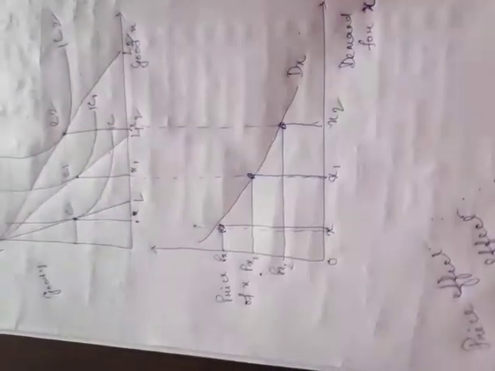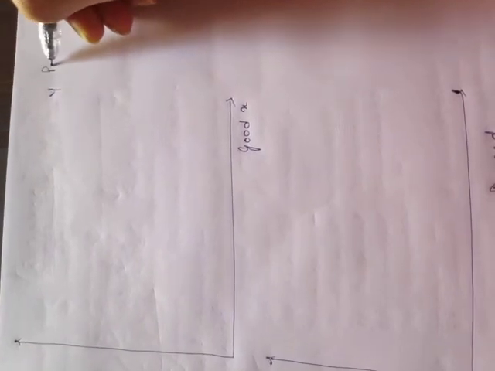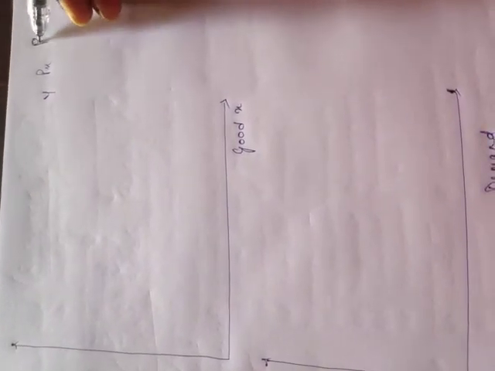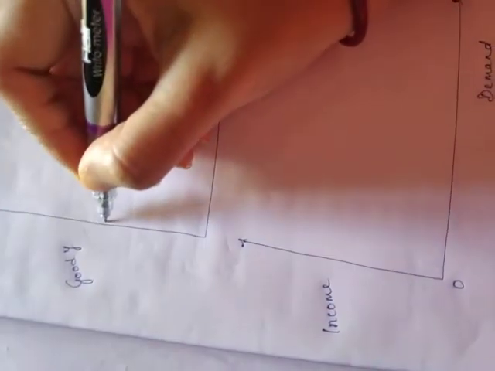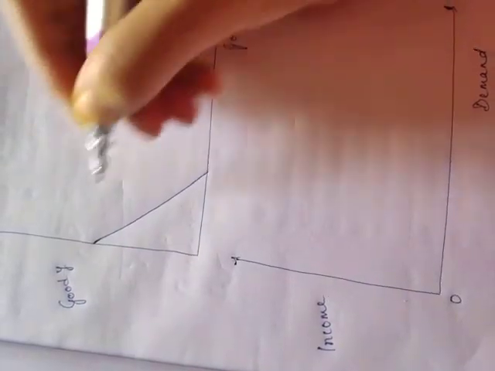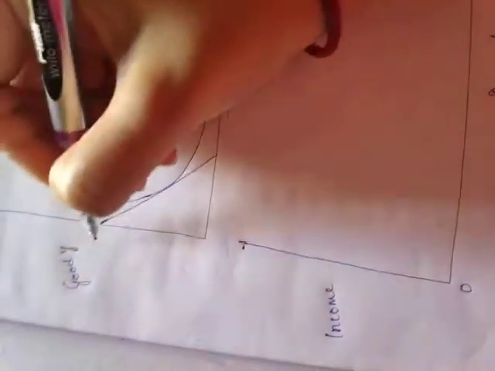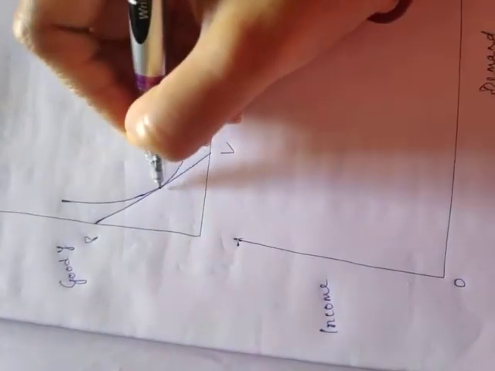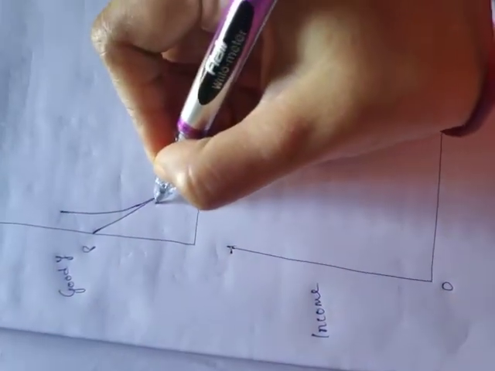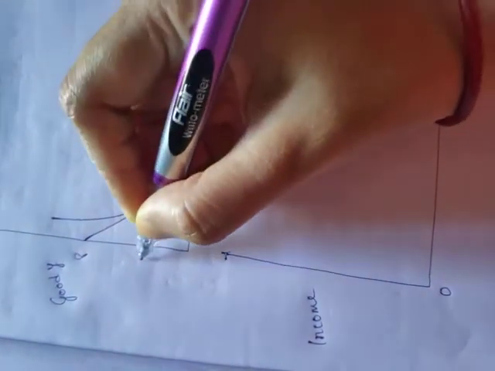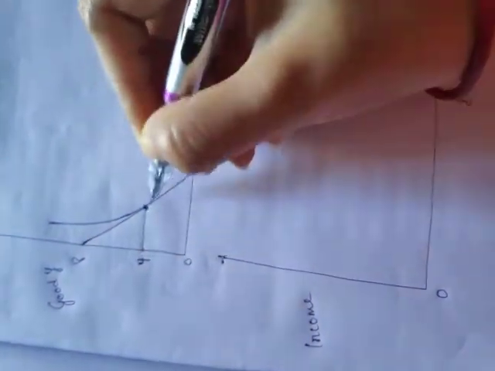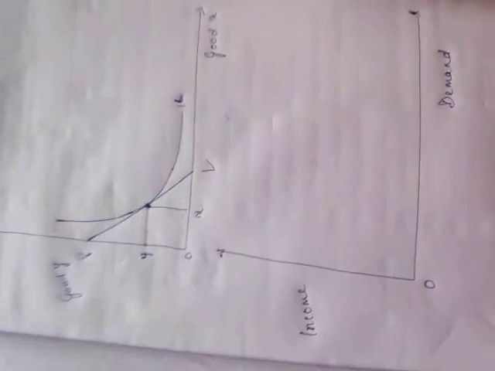Clear? Now we will derive the Engel curve from income effect. So suppose income, price of X and price of Y are constant, and this is the budget line and this is the indifference curve IC, and the budget line is PL. So the point of tangency will give you equilibrium, where the equilibrium quantity of commodity Y is this and X is this.